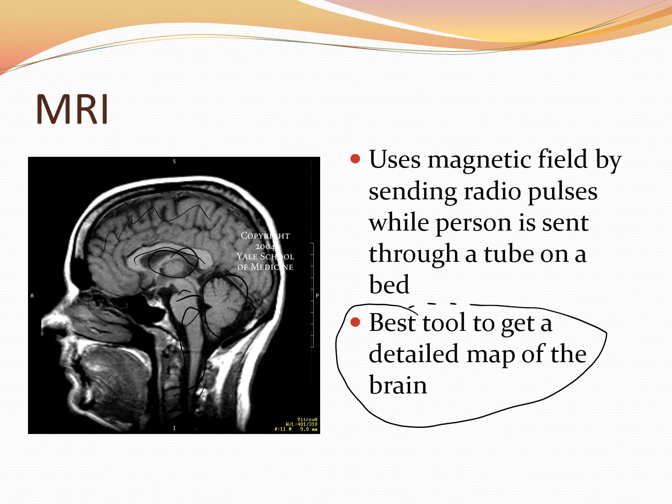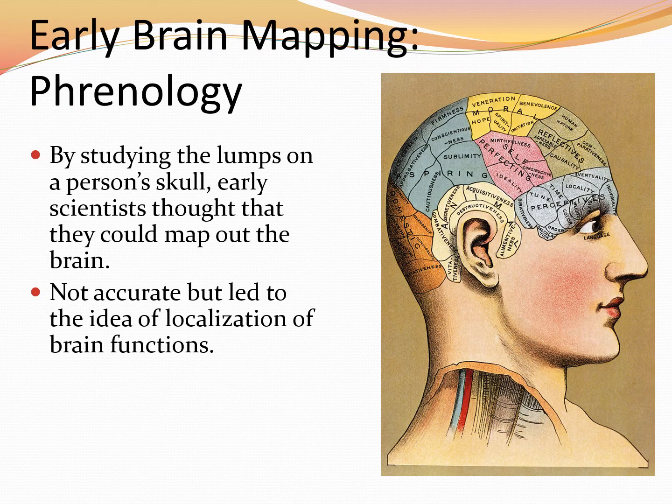There is also, your book talks about an fMRI, which is just a functional MRI, where they take an MRI while you're actually doing something. So maybe you're reading or doing a math problem, whatever it might be, and they take an MRI while you do that. So early brain mapping. One of the early sciences, if you want to call it, of brain mapping is called phrenology.